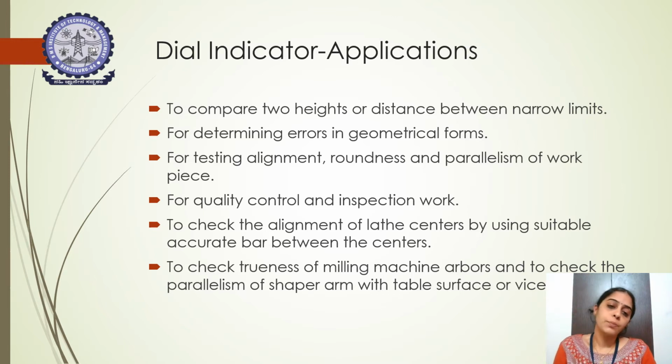It also helps us in inspection, where quality control plays a vital role. It is also used to check the alignment of the lathe centers before we operate it for various operations, by using suitable accurate bars between the live and the dead centers in the case of a lathe. It is also used to check the trueness of the milling machine arbor and also to check the parallelism of the arm with the table surface.